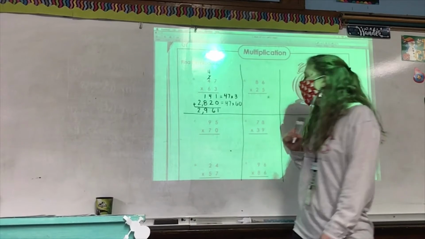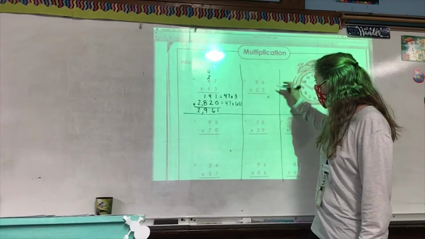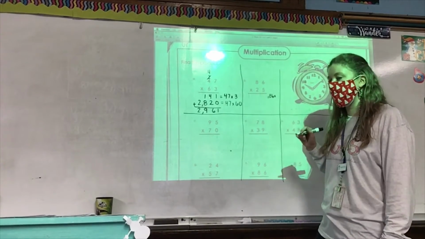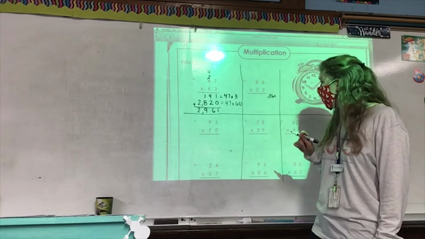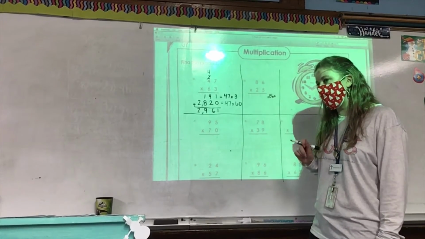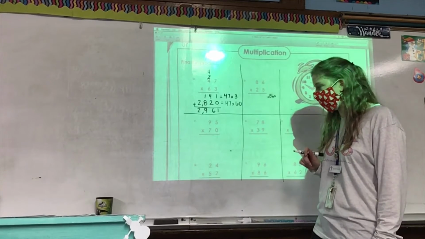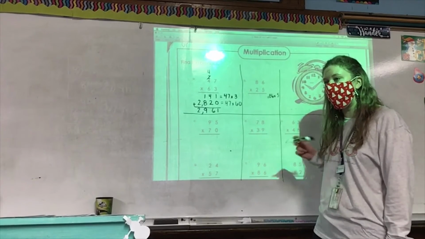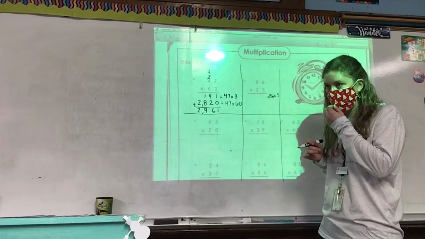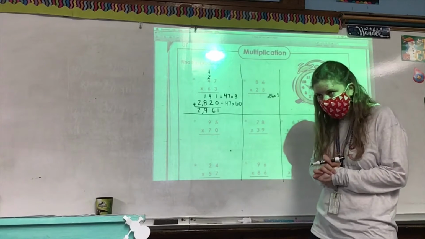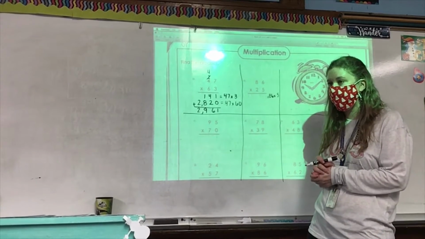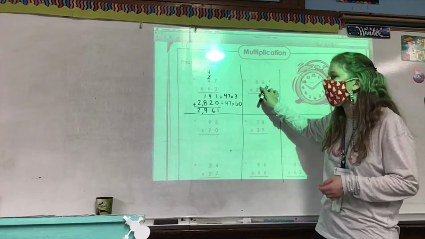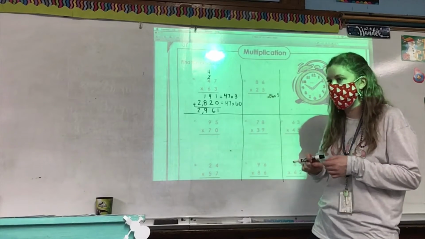Kingston, what is my top factor? 86. What is the value of the digit in the 1s place on the bottom? 5. A 5 in the 1s place is worth 5, which means when I'm multiplying the 1s, I'm doing what equation, Kingston? 86 times 5, my whole top factor times the value of the digit in the 1s place.